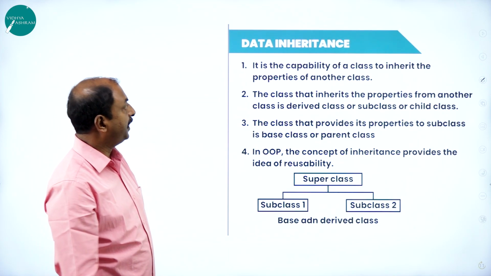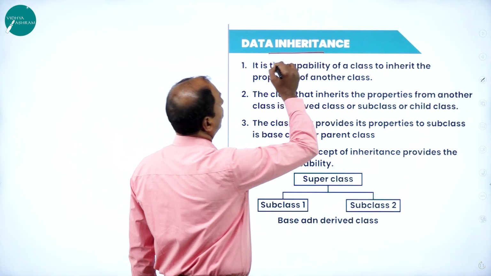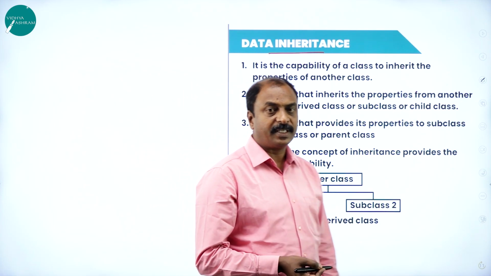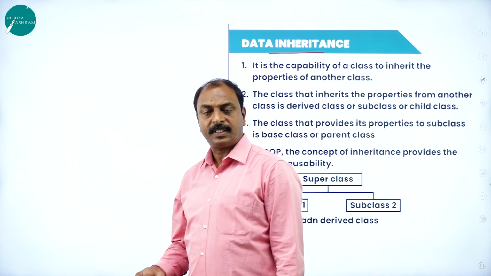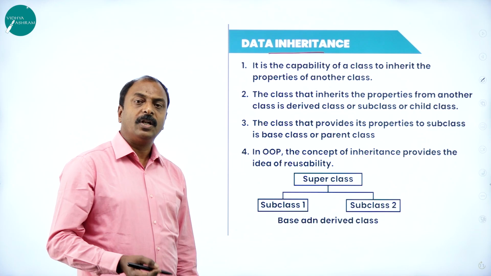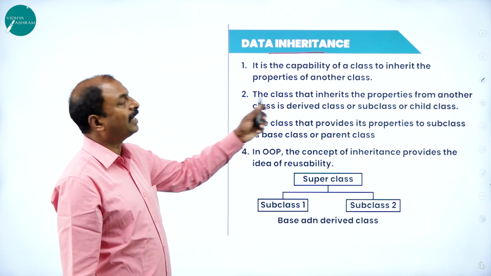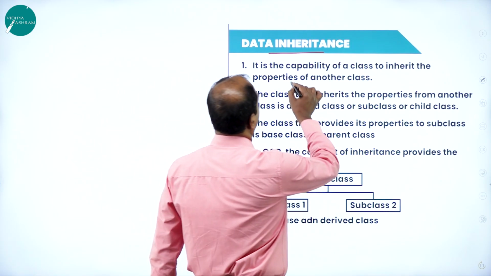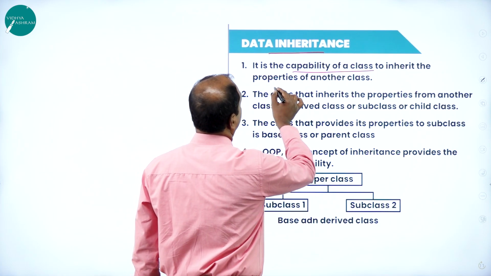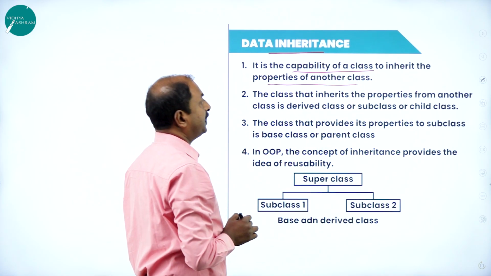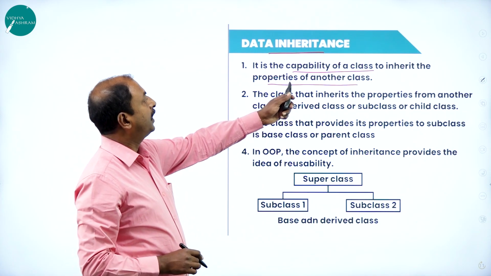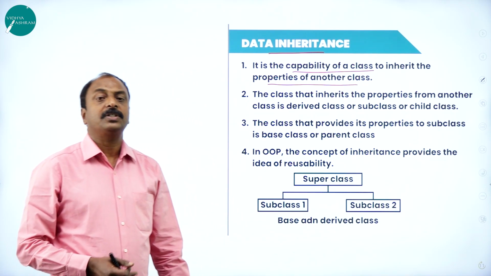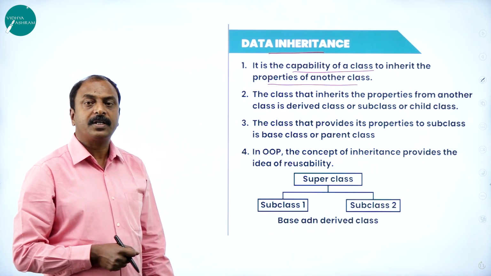Now the next definition is data inheritance. All of you may be familiar with the word inheritance. It is resemblance. Somebody says that you look like your brother or sister and so on. That is biological inheritance. Now with respect to the programming concept, it is data inheritance. It is the capability of a class to inherit the properties of another class, or to acquire the properties of another class. That is the concept of data inheritance.